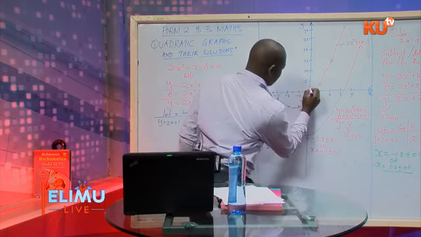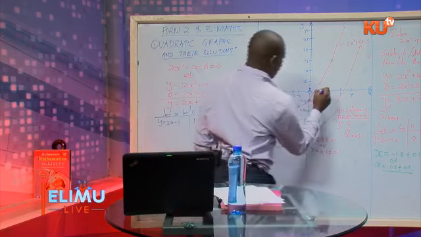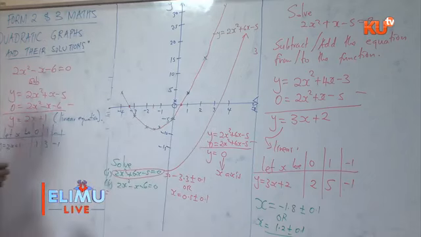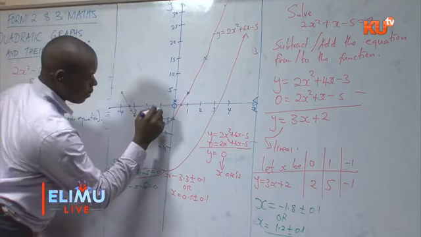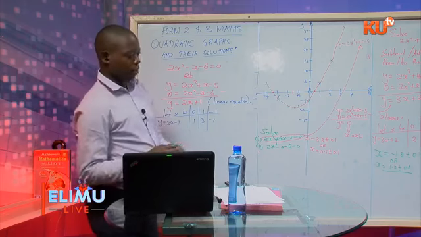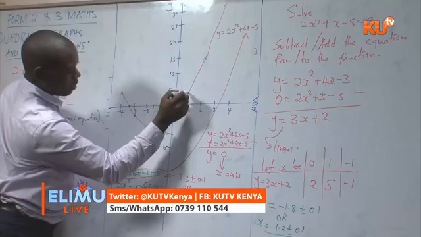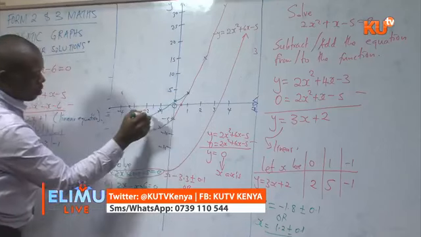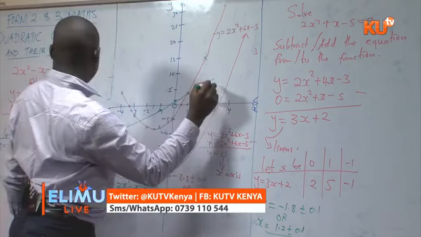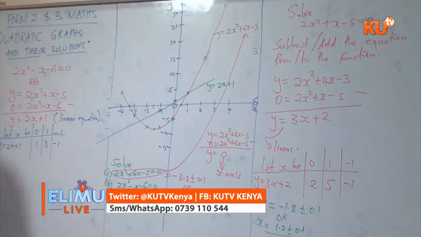0, 1 is somewhere here. 1, 3 is at this point. And then negative 1, negative 1. So we join them using a ruler. Use a ruler to join and draw a straight line. And this is y is equal to 2x plus 1. That is the straight line.